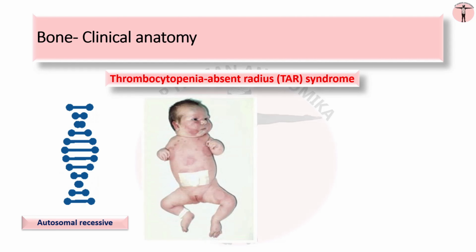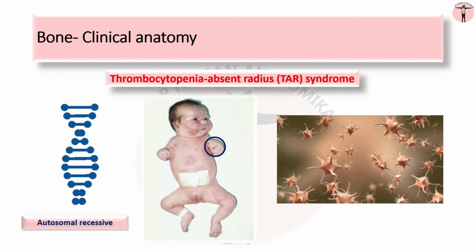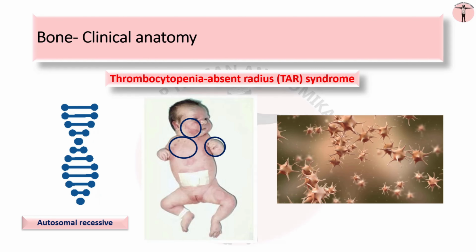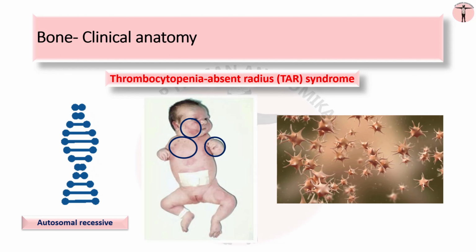The main features of TAR syndrome include a missing or shortened radius bone in the forearm, which can cause limited mobility of the affected arm, and low platelet count, which can lead to bleeding and bruising. Other associated features may include heart defects, kidney abnormalities, and other skeletal abnormalities. Diagnosis of TAR syndrome may involve a physical examination, imaging studies, blood tests, and genetic testing to confirm the diagnosis.